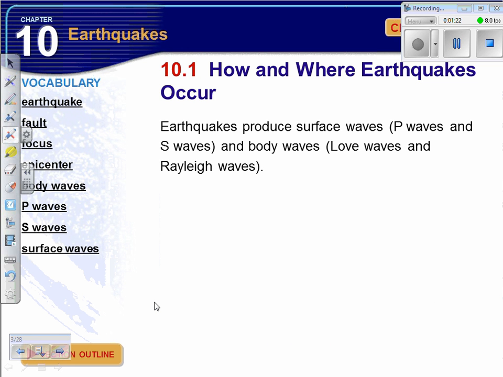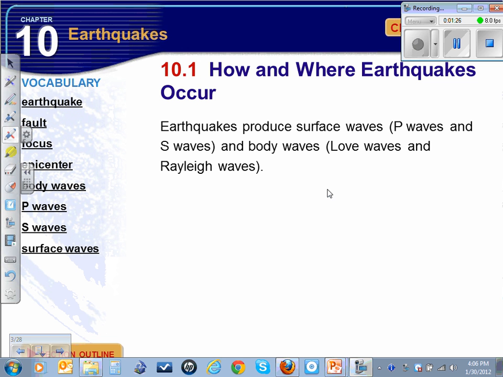Earthquakes produce waves. These include P waves, which means primary waves, and S waves, or secondary waves, and also body waves, Love waves, and Rayleigh waves. The Love waves, guys, are named after a guy by the name of Love.